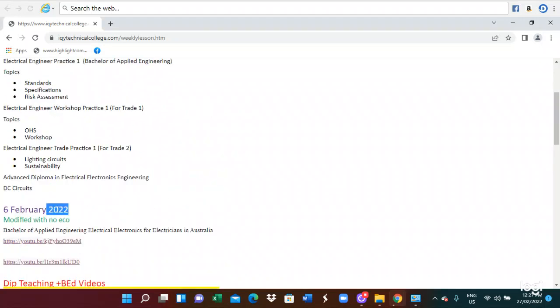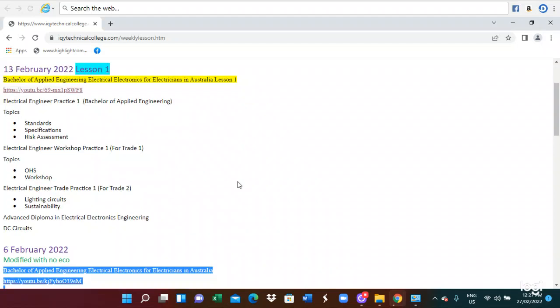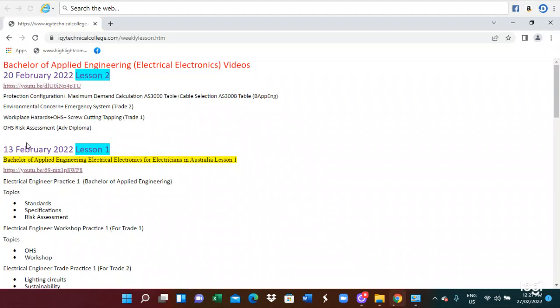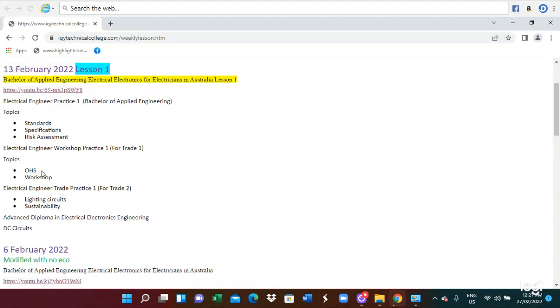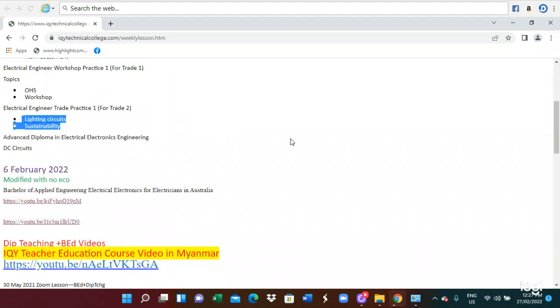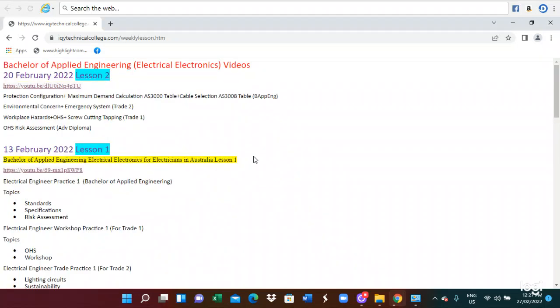On 6 February, we explained the overall program instruction. On 13 February, we explained electrical engineering practice, standard specification reassessment, and electrical engineering workshop practice 1 for trade 1. We explained the occupational health and safety workshop. For electrical trade 2, we explained the lighting circuit. And for the advanced diploma in electrical electronic engineering, we explained the DC circuit. This is for 13 February.